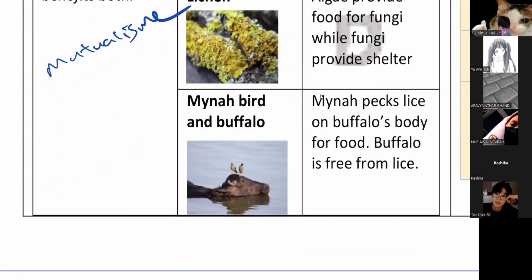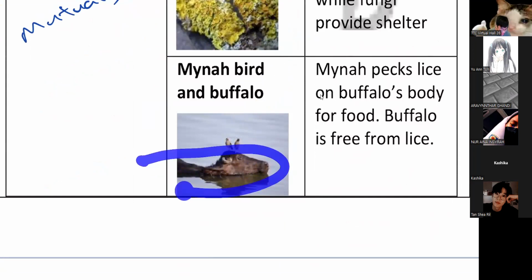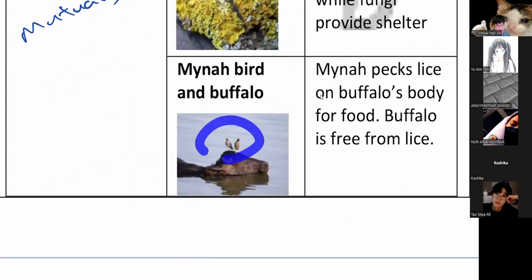So myna bird and buffalo. When you see your buffalo, your kerbau, on top there, there's two birds there. They help them eat the kutu. The bird eats the kutu for them, and then this buffalo acts like the Grab for them. Free Grab. Free transport, free Grab for the birds. It's so cute, isn't it?